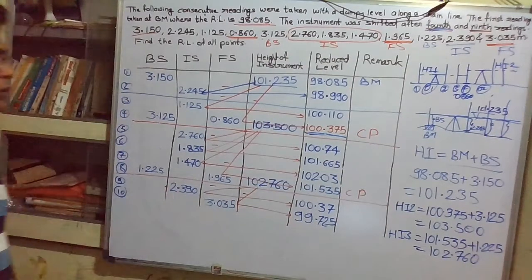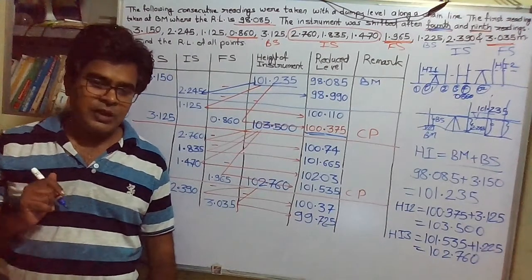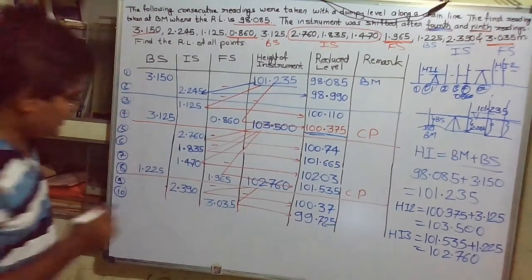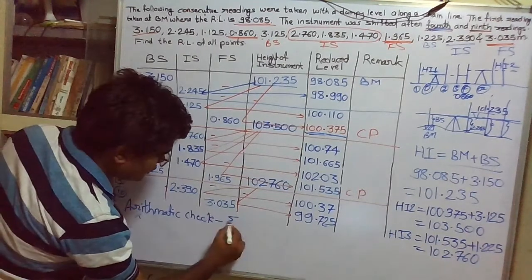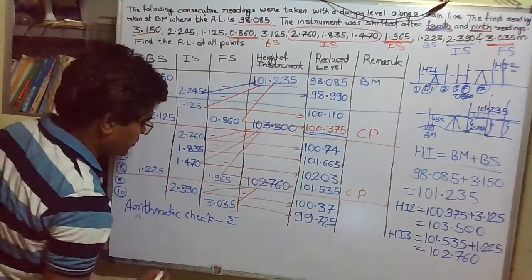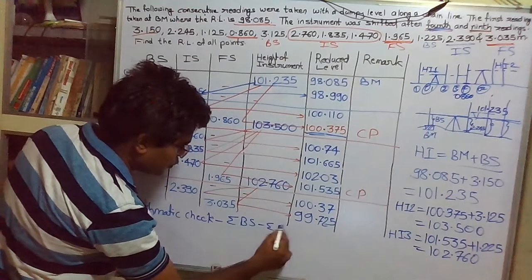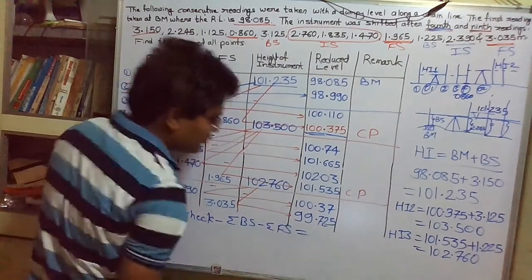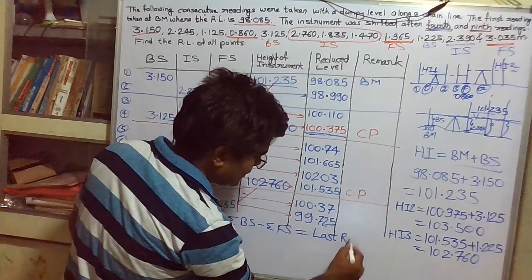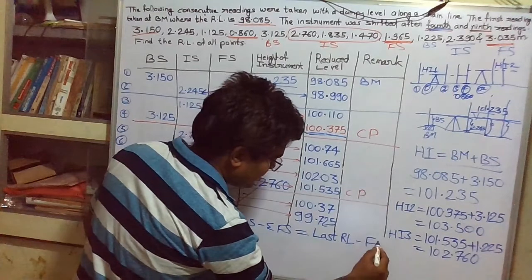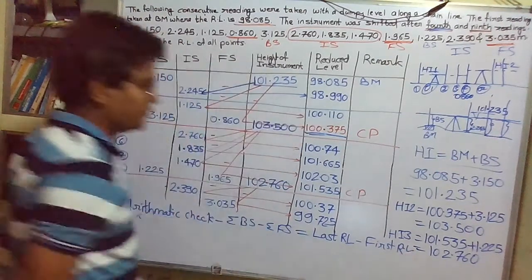In the height of instrument method, how many checks are there? There are 2 checks. What is the arithmetic check? Summation of backside minus summation of foresight should be equal to last RL minus first RL. Last RL minus first RL.